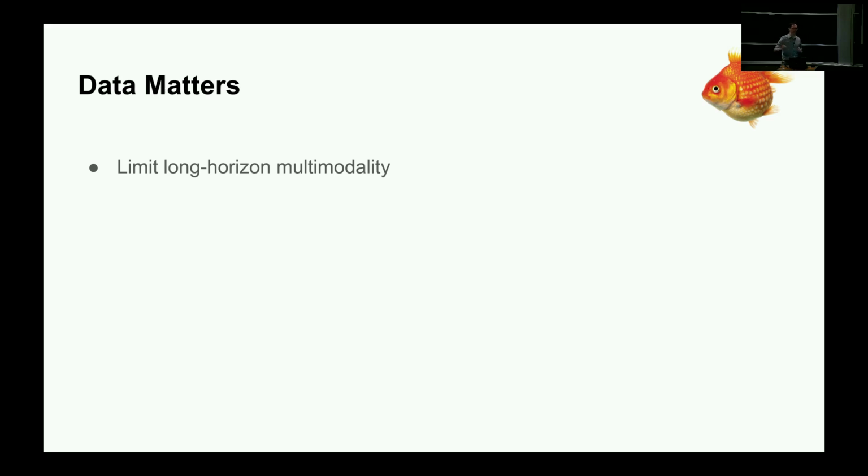I could move my arm to the right of an object. I'm going to sort of average modes and blow through the middle and have a collision. That used to be a big problem a couple of years ago with behavior cloning. Diffusion's really good at that. The thing that's still a problem is long horizon multimodality.